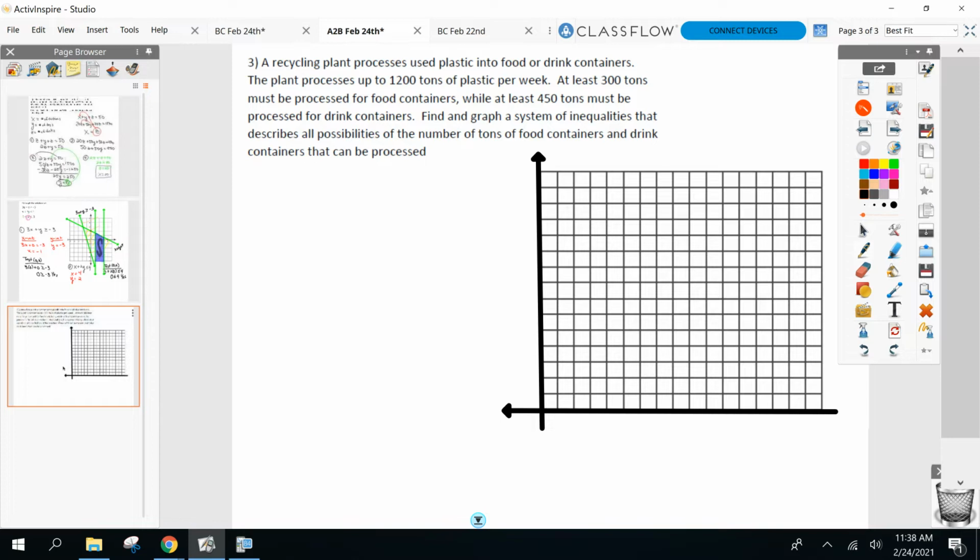So 2, right? I got 2 items here, food containers and drink containers, so let's get variables down. I'm just going to stay traditional. I'll let X equal the tons of food containers. Yep. And I'll let Y equal the other plastic, which is tons of drink containers.